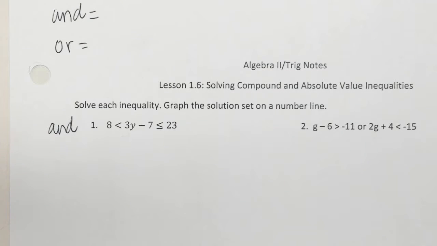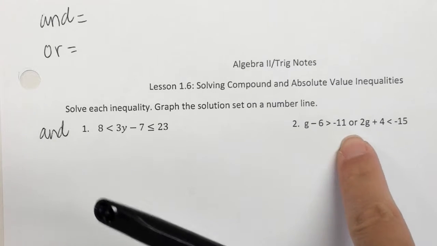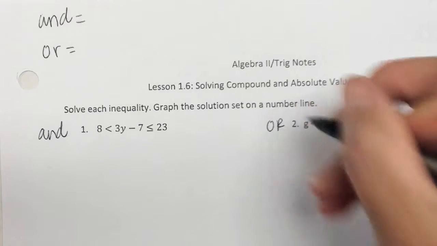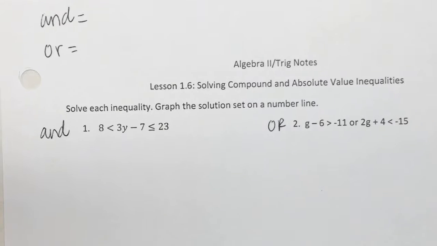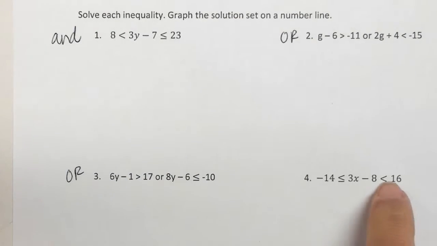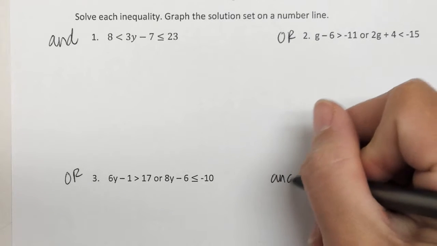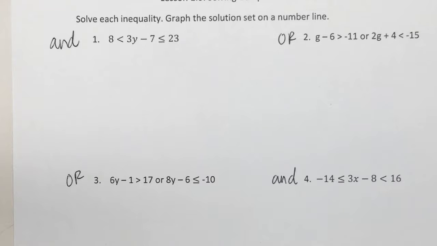Sometimes they're very easy to see. Like in number 2, we obviously know this is an "or" statement because it says "or". Same with number 3, that one's an "or" statement. And this one, notice how the word is in the middle, so this is what? And. Okay, these are really easy to tell. When we get to absolute value is when it's going to be a little different, okay?